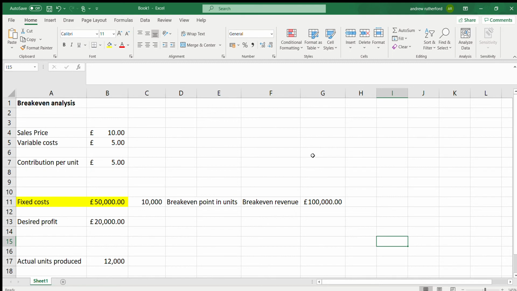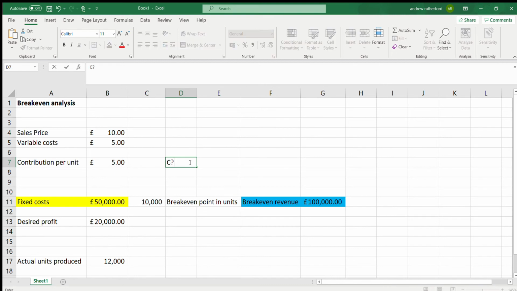Okay? Another way of working out the break-even revenue, a slightly fancy way of doing it, is you can do the fixed costs of £50,000 divided by the contribution to sales ratio. So that's the CS ratio. So how am I going to work that out? Well, it's exactly what it says. It's the contribution divided by sales. So here it's half. That makes sense, doesn't it? I divided by 10. So let's see if this works.